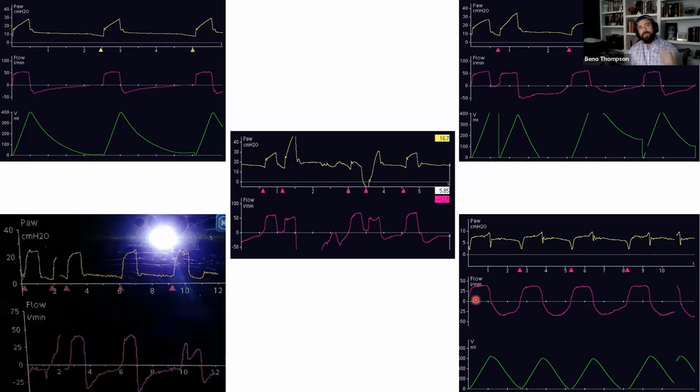So hopefully, this is going to teach you not only how to identify asynchronies and fix them, but also how to verbalize it and justify your decisions verbally using the actual technical terms for these asynchronies.